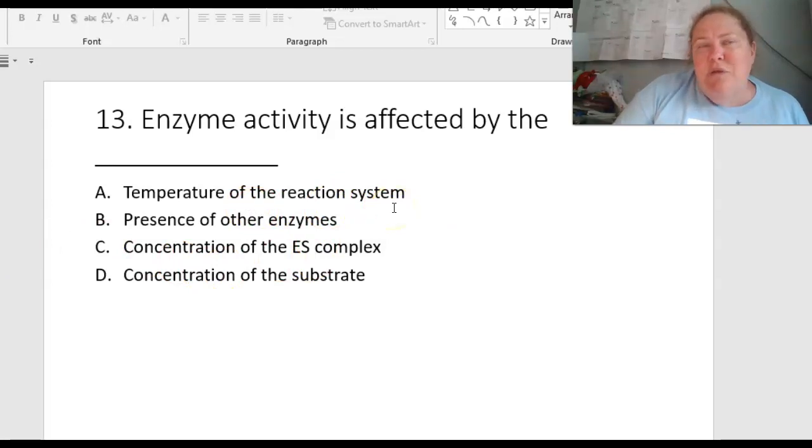Think of our bodies. Our physiologic temperature is 98.6. All right. If we get a fever of 105, we're not feeling so good, right? If we have really low temperature, we're not feeling so good. So temperature can definitely affect how our enzymatic reactions are happening in our body.